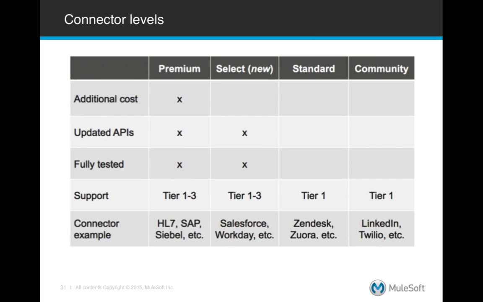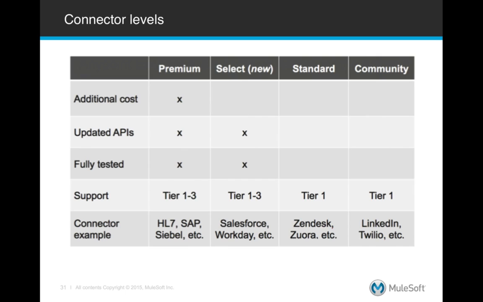Now, the other grouping, which holds most of our connectors, are select connectors. Select connectors have updated APIs, they're fully tested, they're supported tier 1 through 3, and these are our Salesforce connectors, our Workday connectors, and so on. There's also a grouping of standard connectors, supported tier 1, like our Zendesk, our Zuora, and so on. And then finally, the community connectors, driven by the community, are supported on a tier 1 level. These are things like our LinkedIn and Twilio connectors.